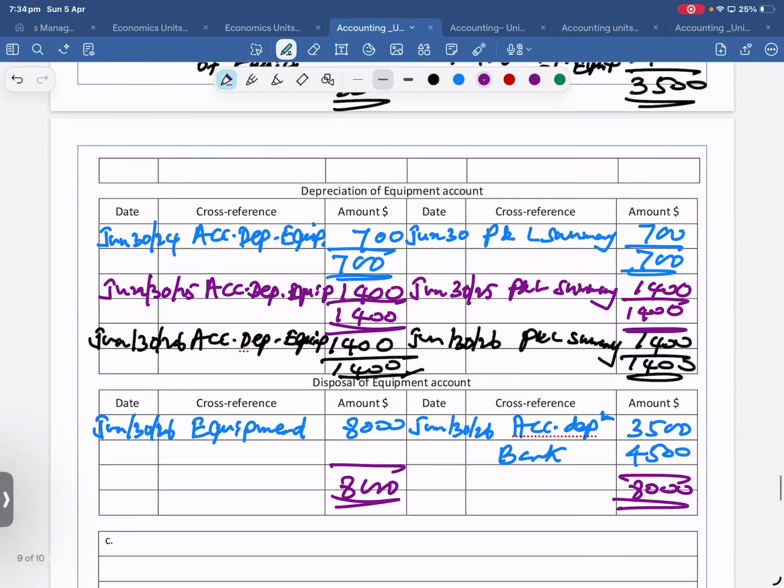So is this hard? Kind of. Just some annoying parts, like the repeated depreciation. Yes, so that's the thing. So you will be expected to do this.